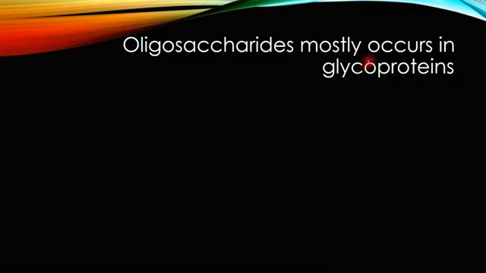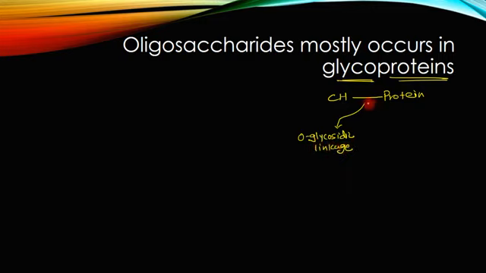Now oligosaccharides mostly occur in glycoproteins. Glycoprotein means it has a carbohydrate part and a protein part. This carbohydrate and protein are bonded with each other. This bond is actually of two types: one is the O-glycosidic linkage, and the other one is the N-glycosidic linkage. And one more thing, this carbohydrate part is made up of the oligosaccharide.